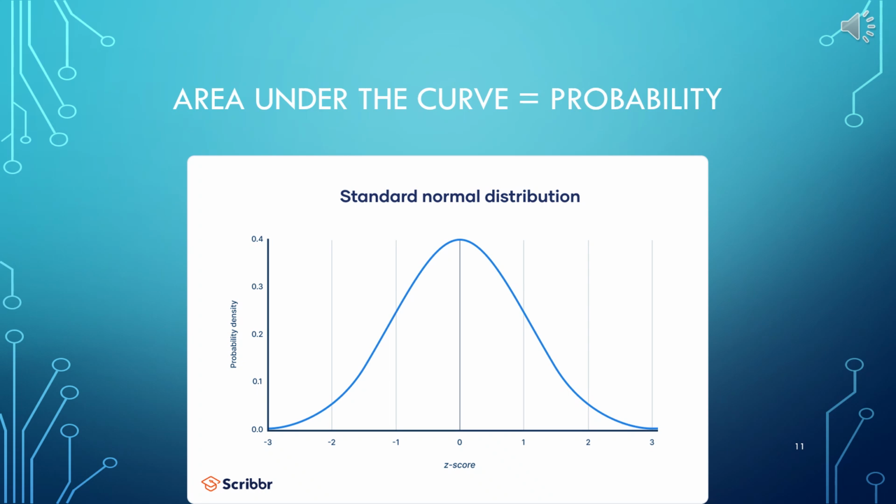It's a bell curve, and the total area under the curve is 1. It is 100% of all of the possible data under the curve. The area under the curve is 1, and you can look at the area for specific points and specific raw scores that you might be interested in.